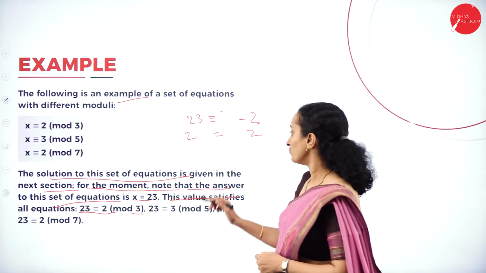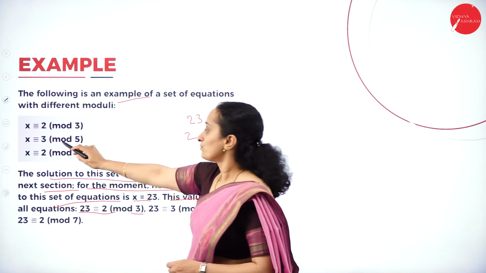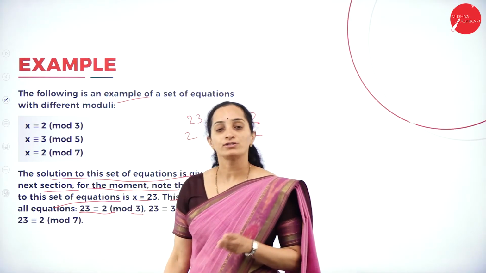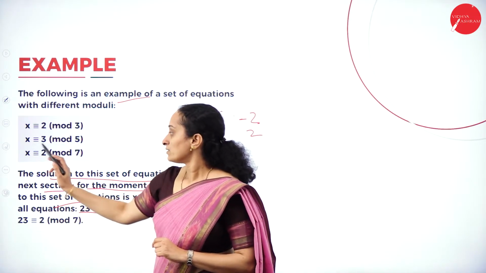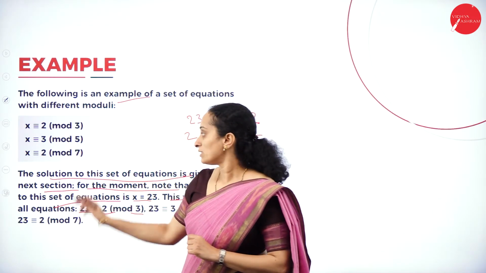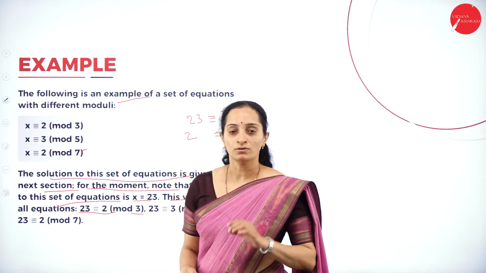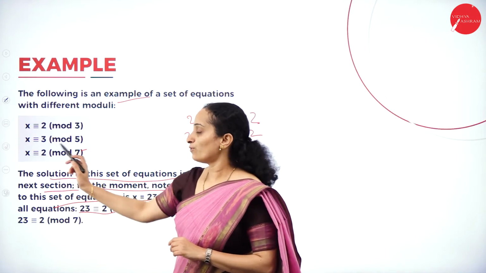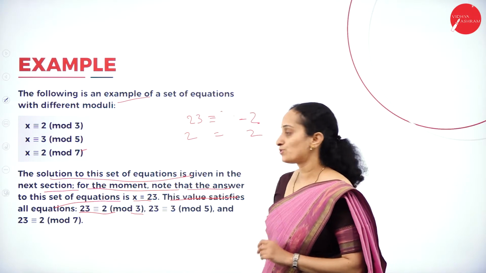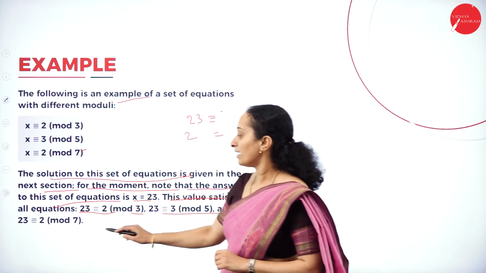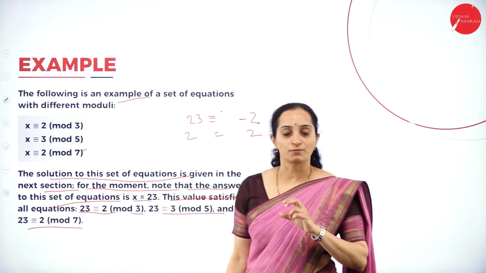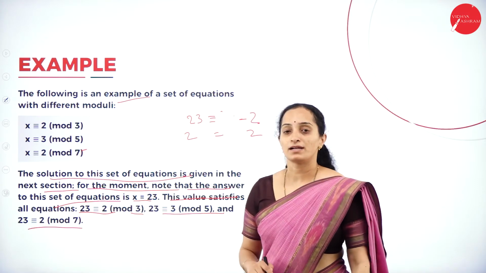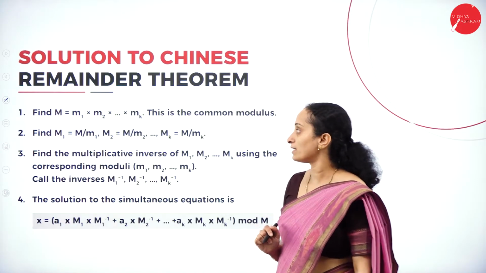When you have 5, 23 mod 5 gives you 3, 3 mod 5 also gives you 3 only. So 23 mod 7 will give you 2, 7 threes are 21, so you'll get 2, 2 mod 7 also gives 2. So we have different moduli for a single variable which calculates the remainder. This is called the Chinese remainder theorem.